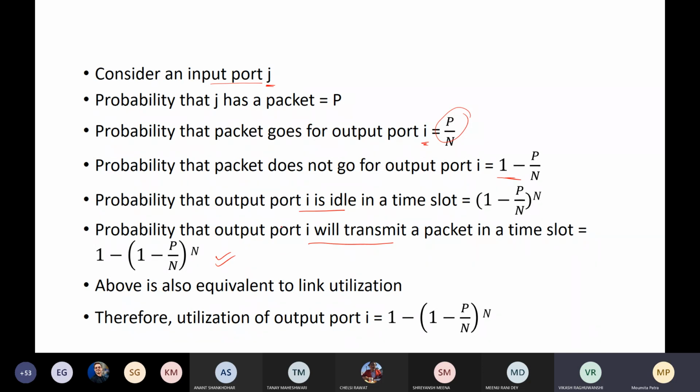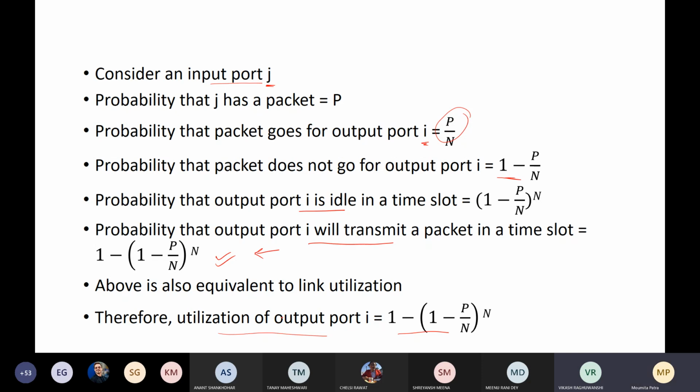So for a given output port I, what is the probability that any output port I will transmit a packet in a time slot? That means it is essentially equivalent to your link utilization, that is, how much of the link is actually getting utilized. Therefore, the utilization for output port I is given by this factor, 1 minus (1 minus P by N) power N.